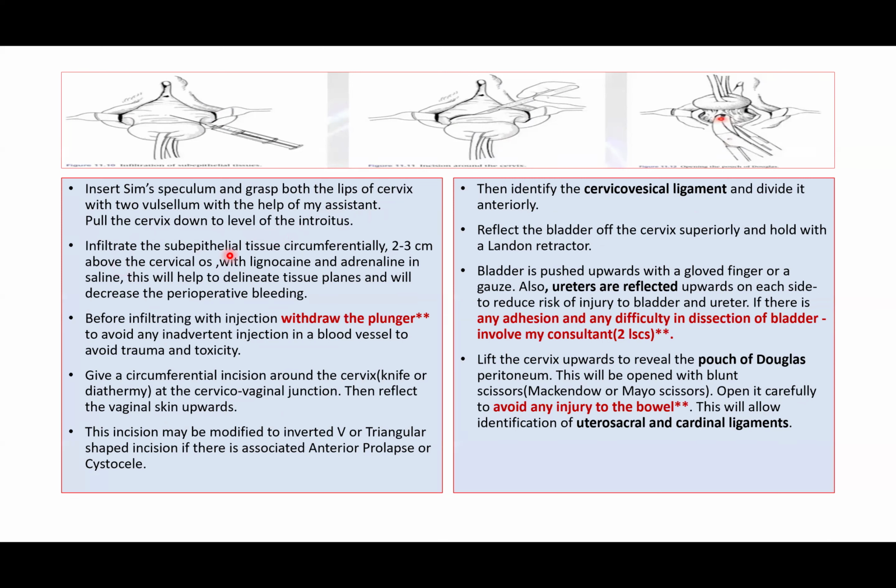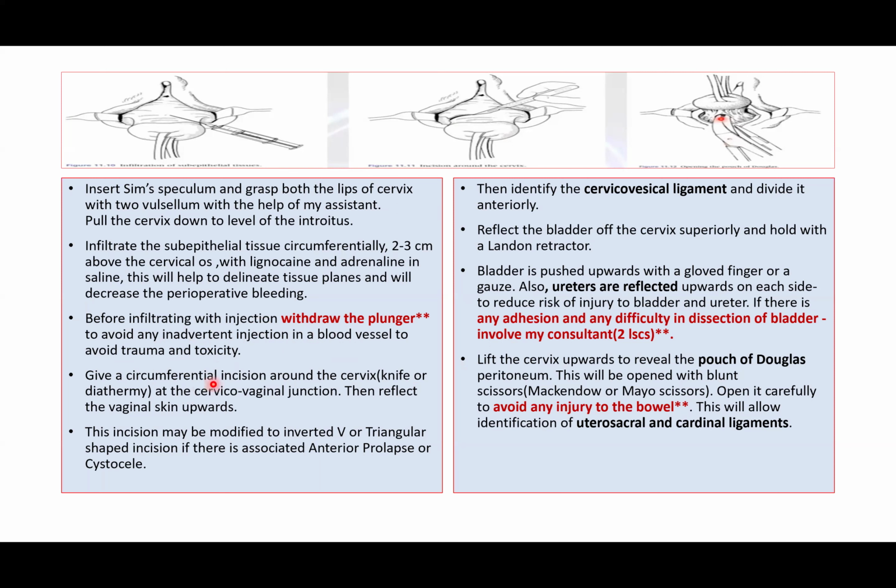Then infiltrate the subepithelial tissue circumferentially at least 2 to 3 centimeters above the cervical os with lignocaine and adrenaline in saline. This will help to delineate the tissue planes and will decrease the perioperative bleeding. So this is you holding the lips of the cervix and infiltrating the lignocaine. And then just one line: while injecting, I will withdraw the plunger to avoid any inadvertent injection into a blood vessel, to avoid trauma and toxicity.